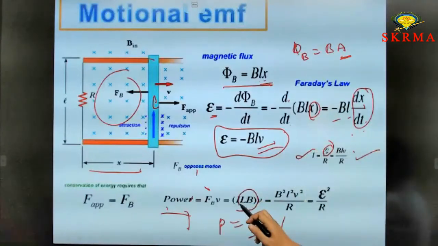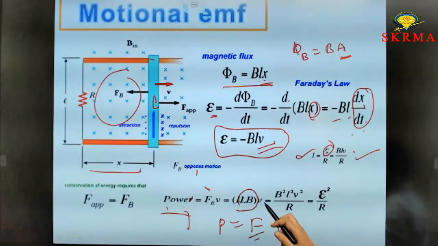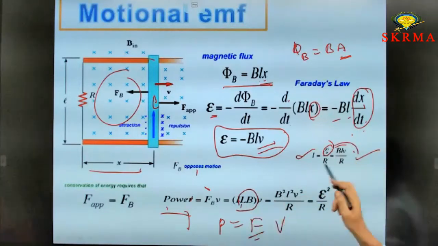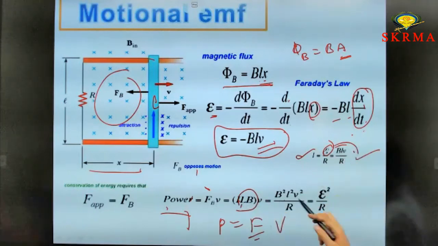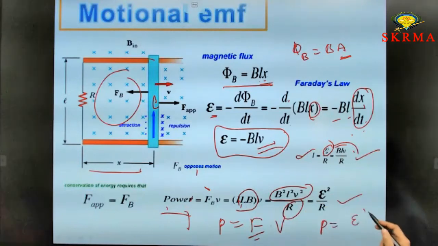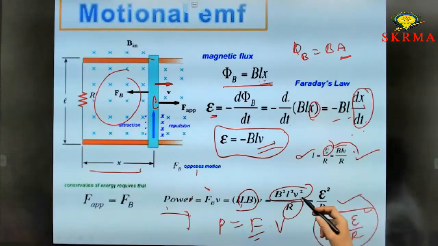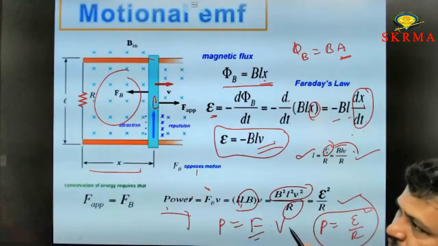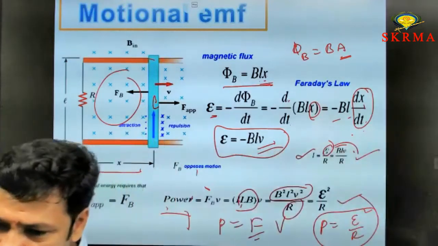Instead of I, you can write BLv by R. Obviously, the equation becomes B square L square v square by R. This is the equation for power. The power is also written as E square by R, since BLv is the induced EMF. That's why E square by R. This is the motional EMF concept.